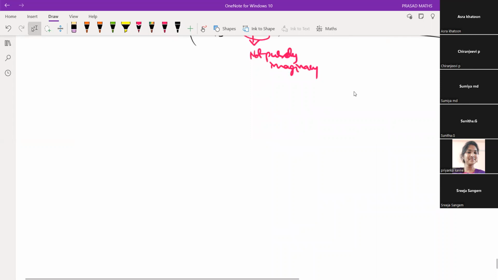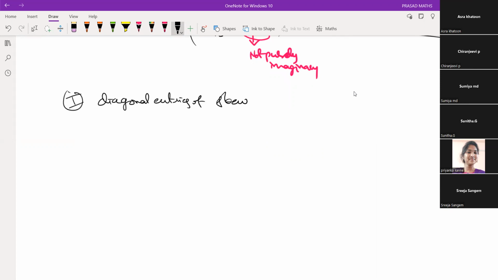Right? Next, if you look at the some properties, what about the diagonal entries? First property: diagonal entries of skew Hermitian are purely imaginary. See, including 0, because 0 can also be treated as purely imaginary. Right? Next, you take A is a square matrix.